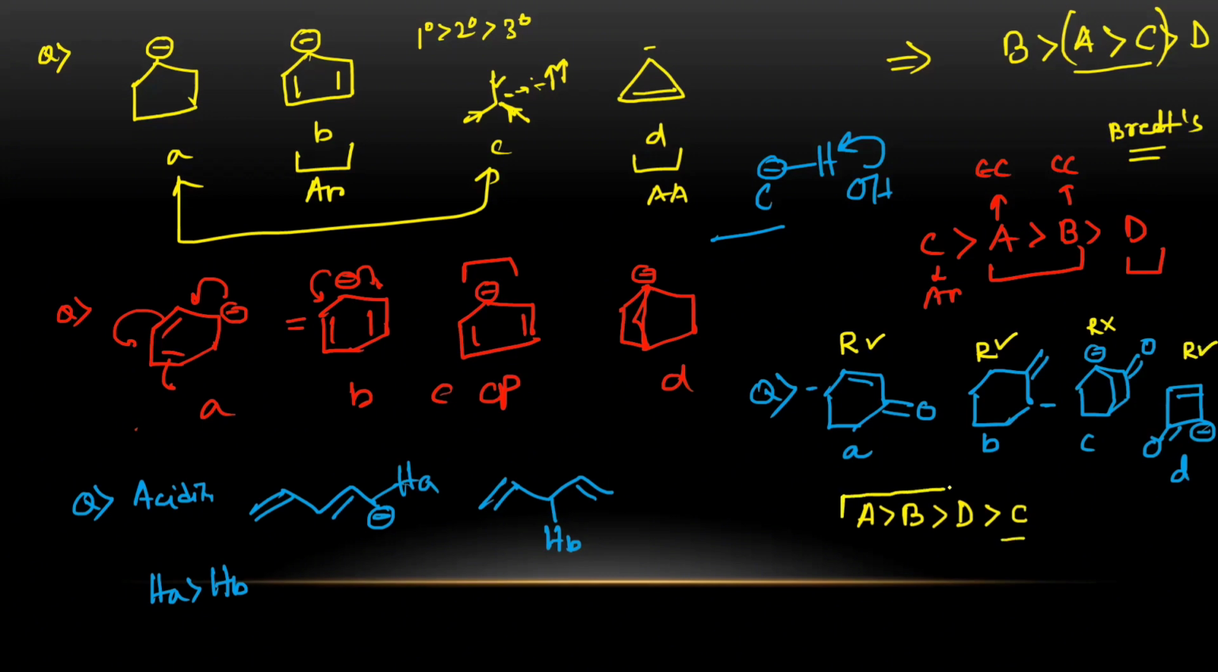Now A, B, and D. In A, it is extended conjugation, isn't it? In B, it is not extended but simple conjugation, and here it is cross conjugation. So A has extended conjugation, B has conjugation, D has cross conjugation. Extended conjugation, conjugation, cross conjugation. So this will be the order.